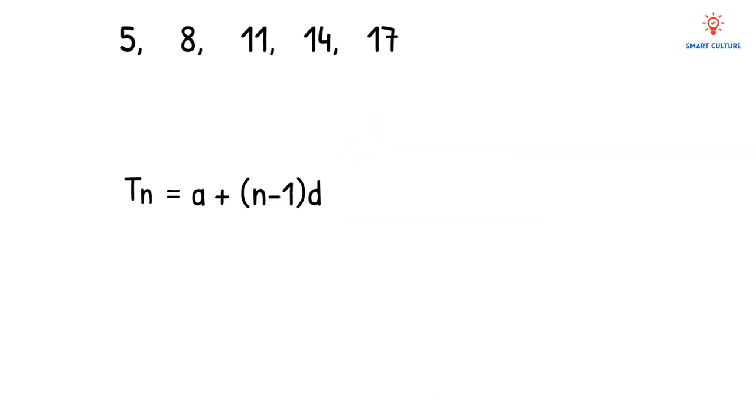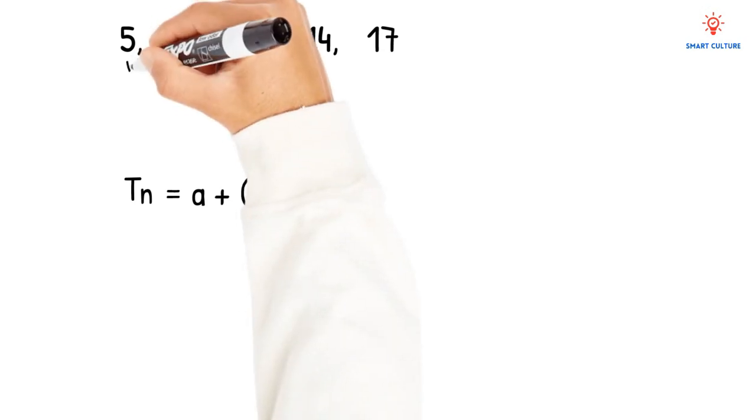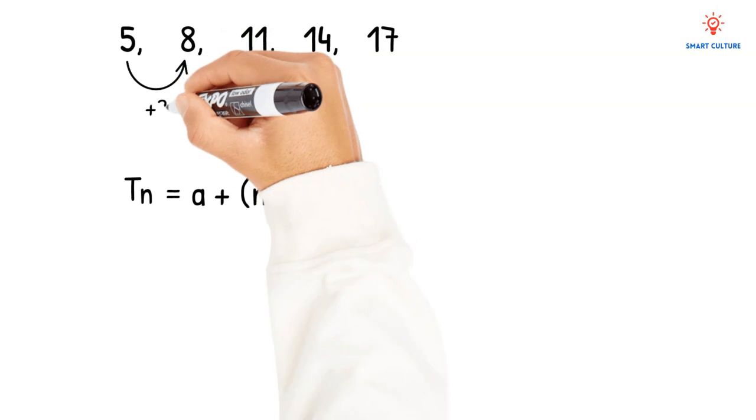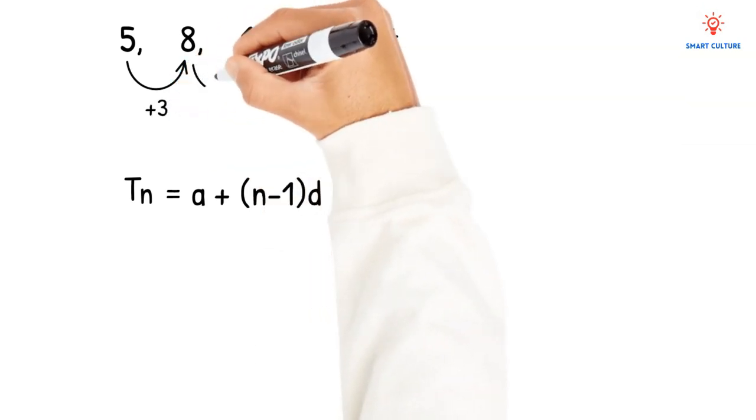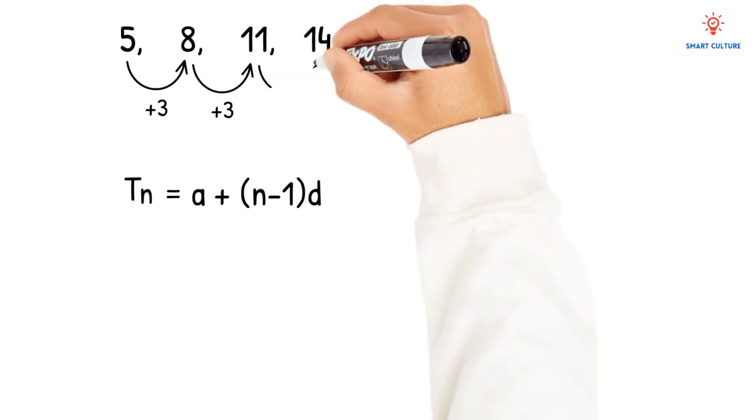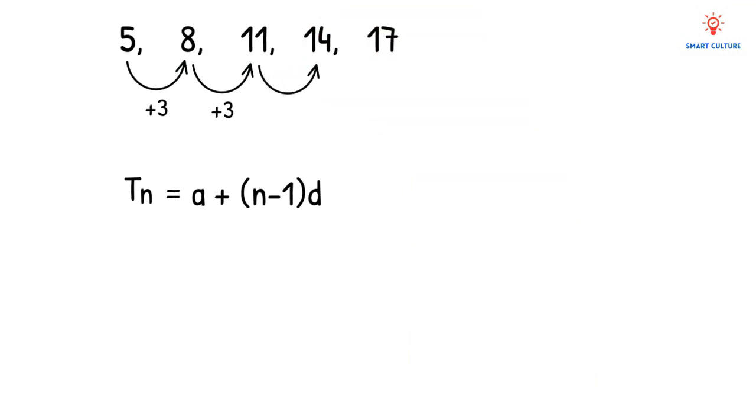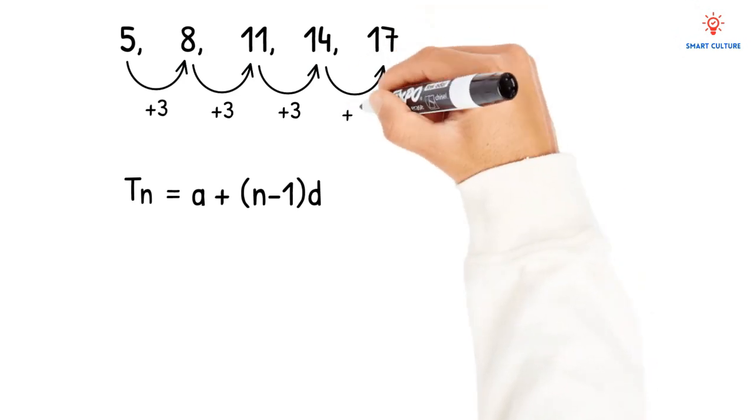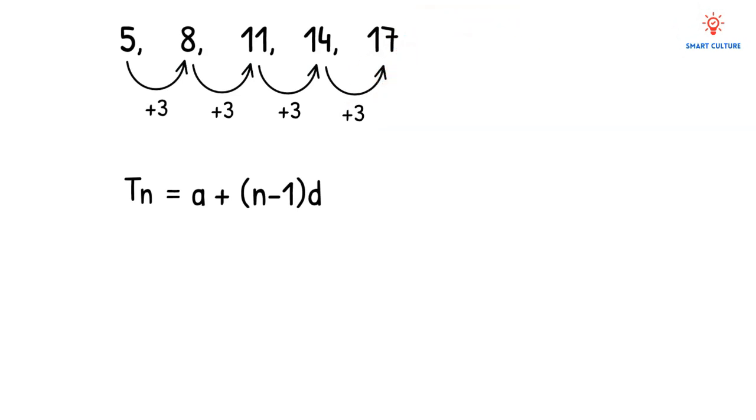We know that the value for a is equal to 5, and we have to now determine the value for d. So the difference between 5 and 8 is positive 3. The difference between 8 and 11 is positive 3. The difference between 11 and 14 is positive 3. And the difference between 14 and 17 is also positive 3. So the value for d is equal to 3.